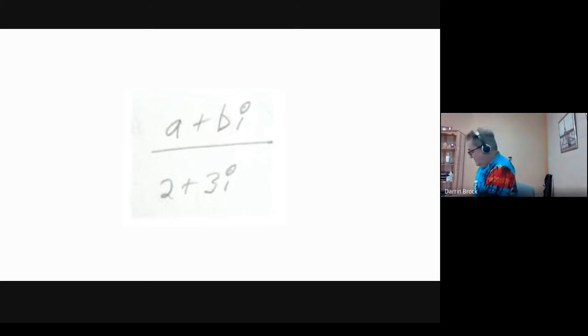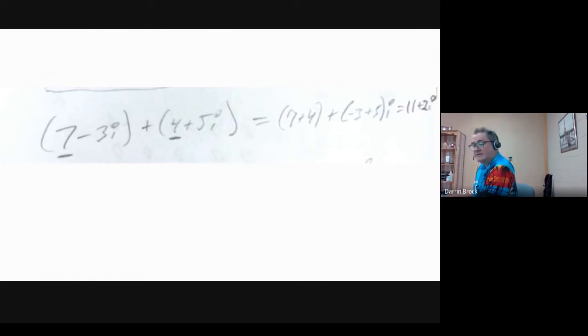We can add, let's say 7 minus 3i is a complex number, and we can add that to 4 plus 5i. Adding complex numbers: the way you do that is you add the real numbers, 7 plus 4, and then you add the imaginary numbers, -3i plus 5i. So this ends up being 11 plus 2i. You add the real part, you add the imaginary part. I just put them in parentheses.